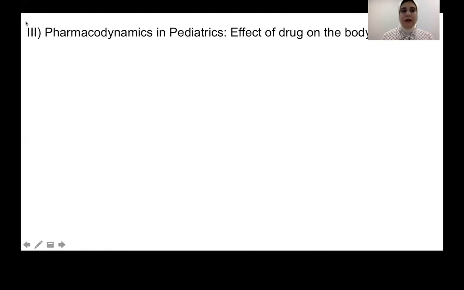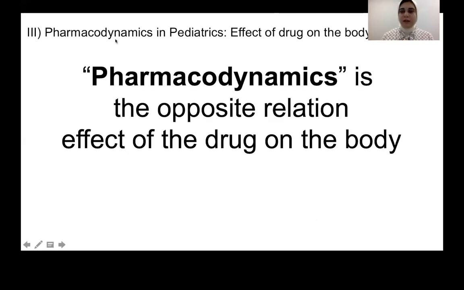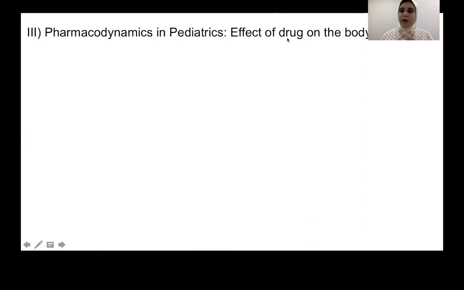Okay, now we came to the third item, which is the pharmacodynamics in pediatrics. What is the pharmacodynamics? It is the effect of the drug on the body. So in pharmacokinetics, it was the effect of the body on the drug. Pharmacodynamics is the opposite relation, effect of the drug on the body. It is the pharmacological action we are waiting to happen.